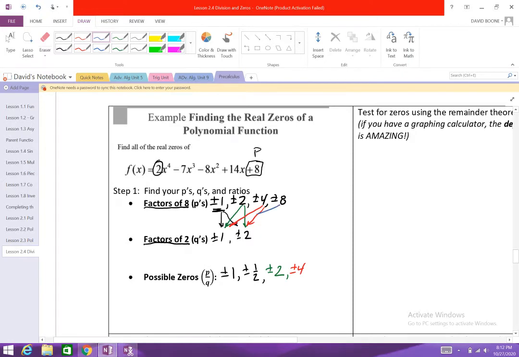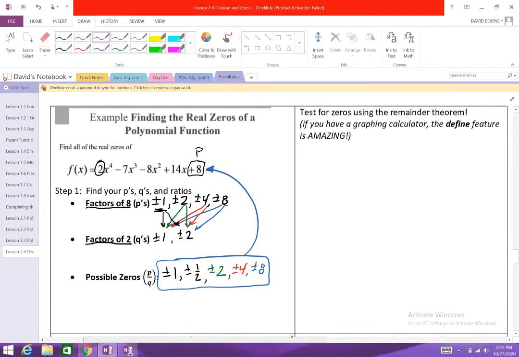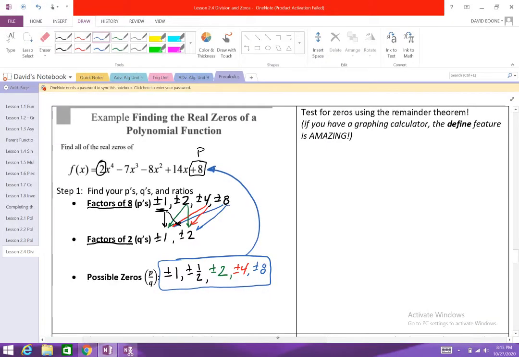And the last thing, we'll take this p and divide it by these q's. So plus or minus 8 divided by plus or minus 1 is plus or minus 8. Plus or minus 8 divided by plus or minus 2 is plus or minus 4, so I've already got that. So what I've got here right now are all the possible zeros for this function. All right, so what we're going to do now is test those zeros using the remainder theorem.